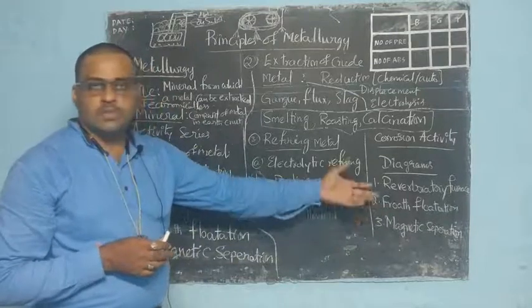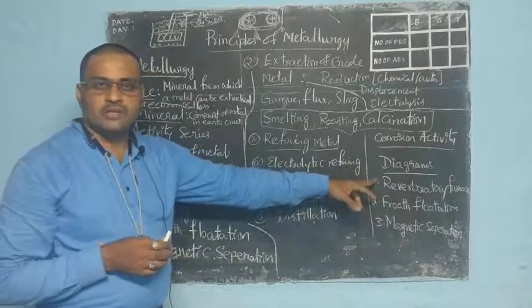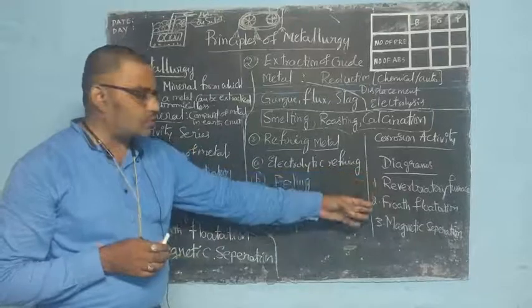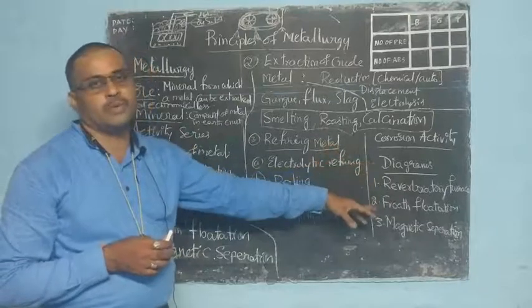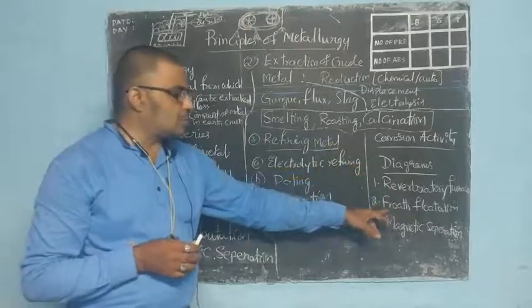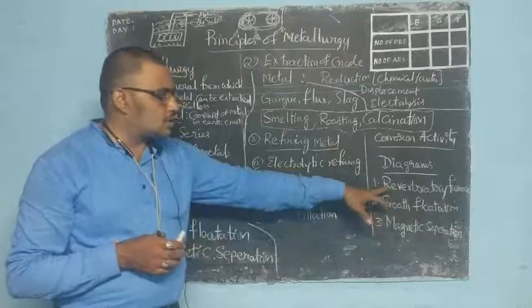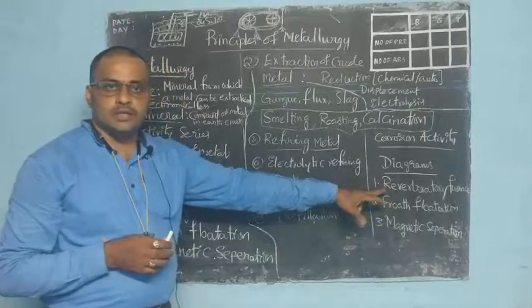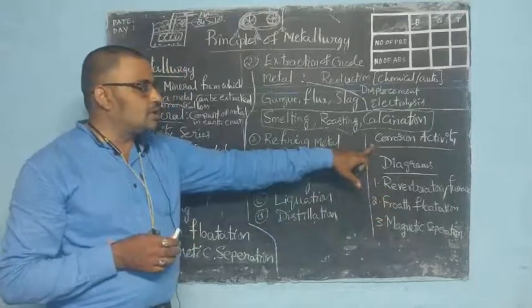So these may come. The reverberatory furnace is a very important diagram for 4 marks. This transportation also may come for 4 marks, or it may be given for 2 marks. So these two may be given for 2 marks. This one for 4 marks, it is compulsory. And one more activity is there, that is corrosion.